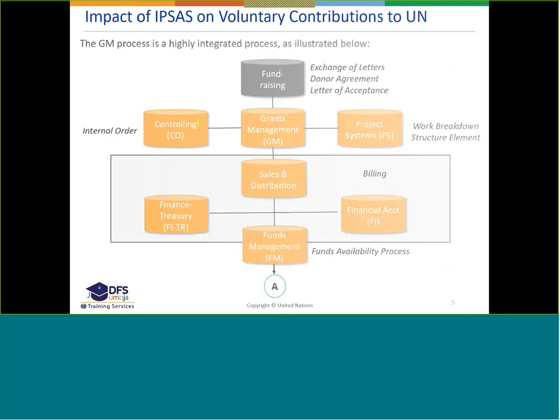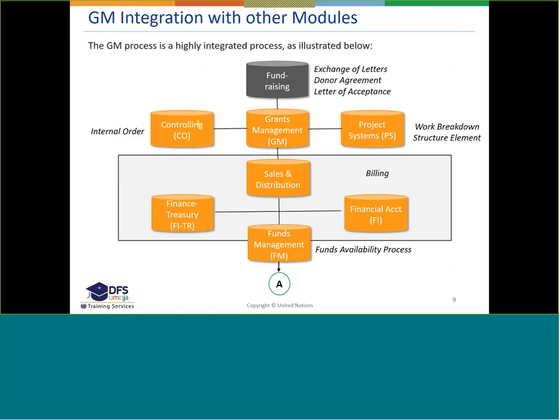Grants management is a very complex module because it's integrated with pretty much a lot of things. It integrates with project systems, because for a grant we need to create the work breakdown structure. We have to create a project to track all the transactions related to that part of the project. It's related to grants management because we create the grants on this module. It's related to controlling because we have internal orders as well, and we are collecting the costs. It's related to sales and distribution because we are billing the sponsor to get the contribution.